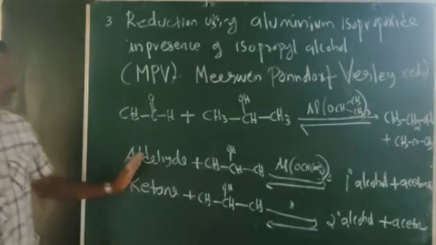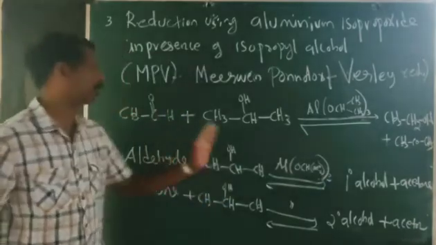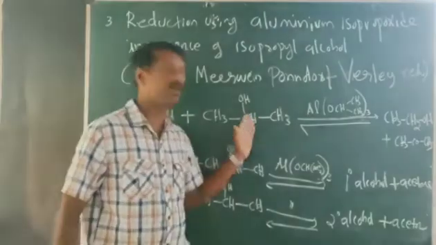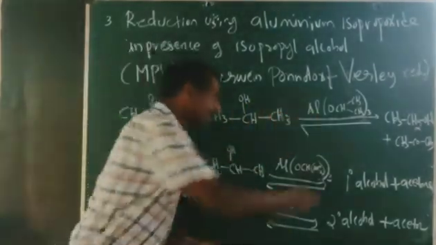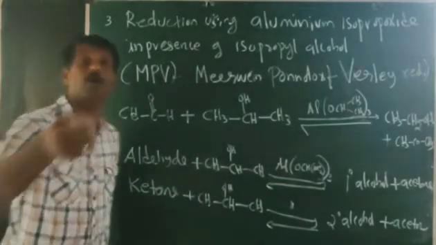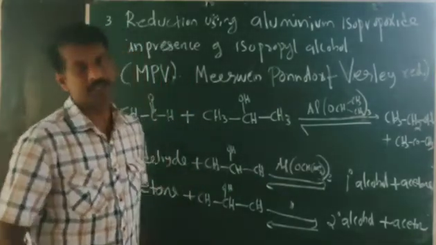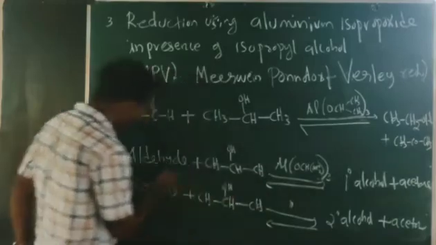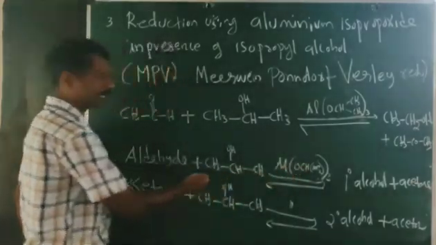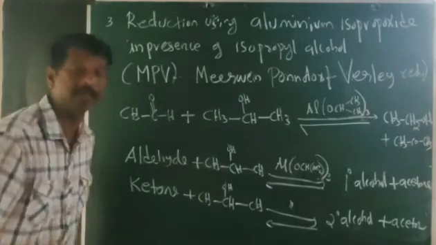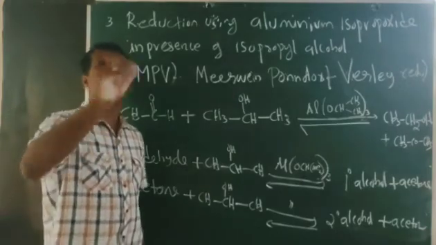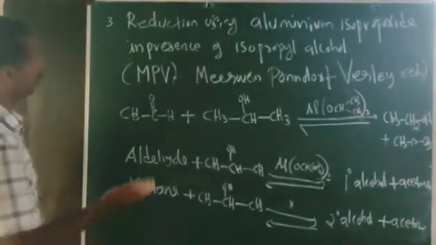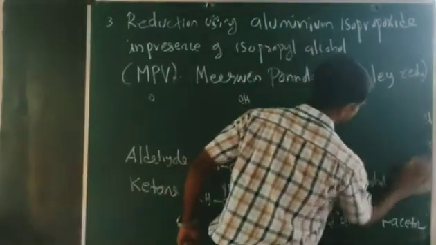Look at here, the forward reaction, the conversion of aldehyde or ketone into alcohol using aluminium isopropoxide and isopropyl alcohol, is known as MPV reduction. The reversible reaction that we have studied is Oppenauer oxidation: the conversion of alcohol into aldehyde or ketone using aluminium isopropoxide and isopropyl alcohol.